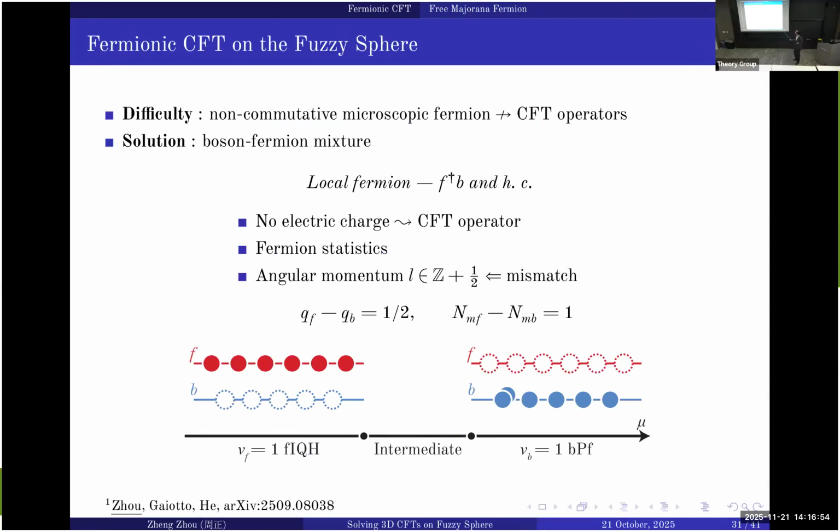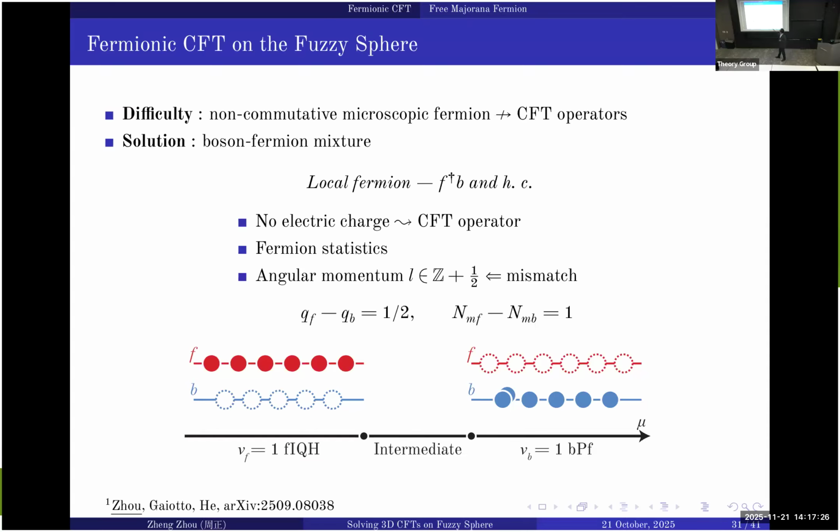So it is actually hard to realize a fermionic CFT on the fuzzy sphere. As I have said, before this work, all the CFTs realized on the fuzzy sphere are purely bosonic. The difficulty is that the microscopic fermions on the fuzzy sphere experience strong non-commutativity, and they carry projective representations of the rotation symmetry. This forbids them from flowing to CFT operators.